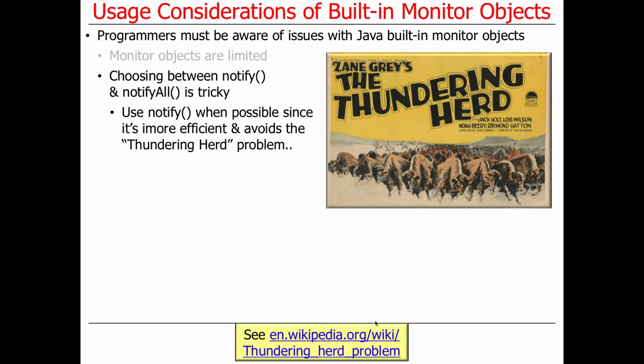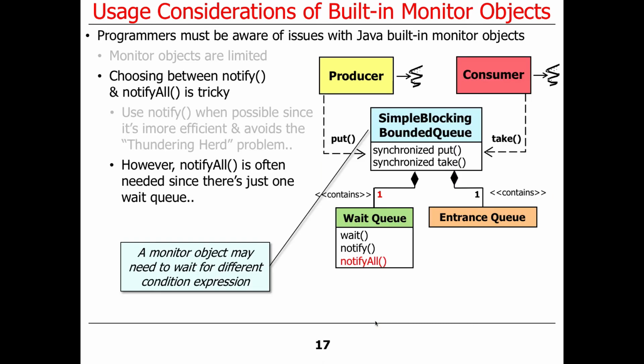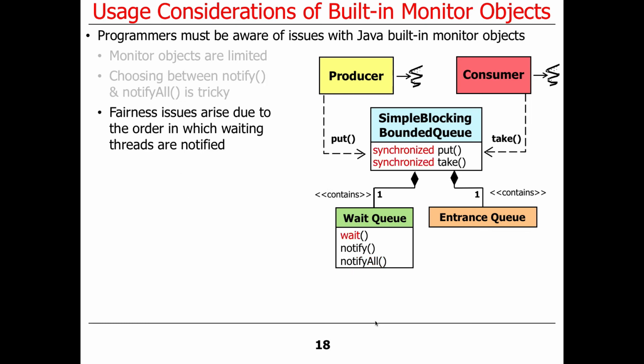Remember, the thundering herd problem occurs when you wake up everybody who's waiting on a monitor condition, but only one thing can proceed. So you wasted everybody's wake-up time to do nothing. Only one guy can go ahead. However, you typically need to use notifyAll since there's only one wait queue. And it just becomes a mess.